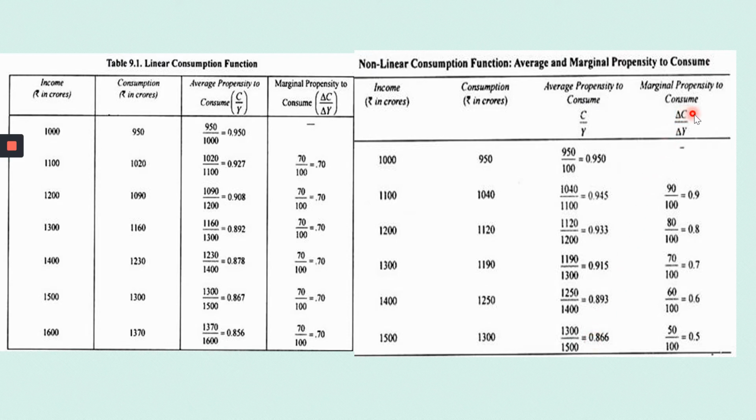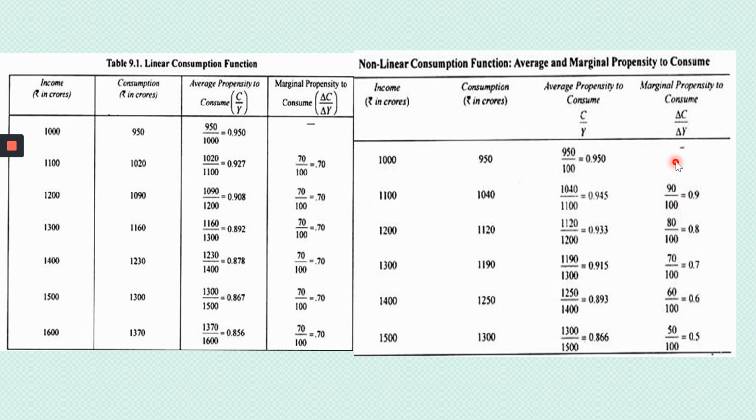How do I calculate the marginal propensity to consume? It is delta C by delta Y. Delta C means change in consumption divided by change in income. So how do I calculate it? 1040 minus 950 will give me 90, divided by the change, 1100 minus 1000, which is 100. So it is 0.9. Were you able to understand?